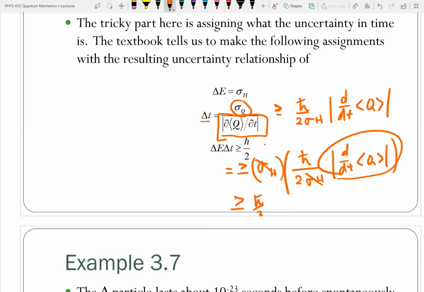Oh, wait. I forgot to divide there. Well, I made a mistake. If I divide there, it's going to divide that out. And so that doesn't appear there. And we get the right answer. Totally forgot that. So the calculation for the uncertainty in time is the part that's a little tricky. But we get the same uncertainty relationship, it turns out, between energy and time.